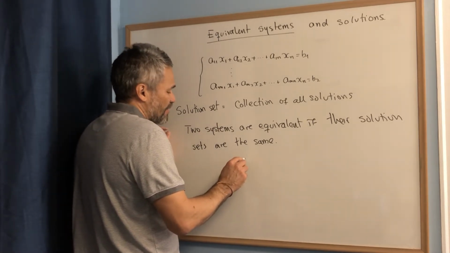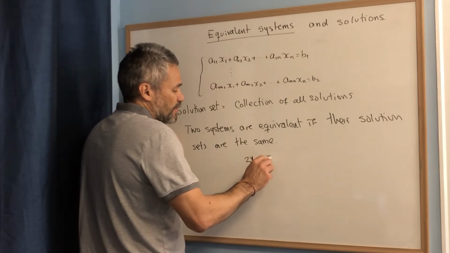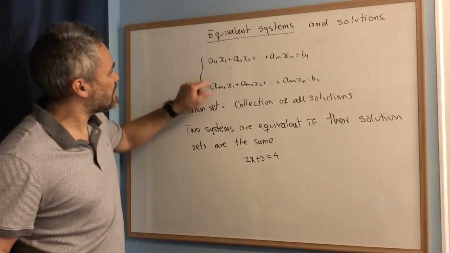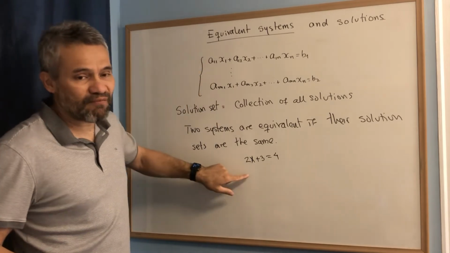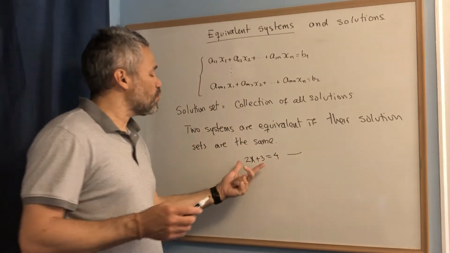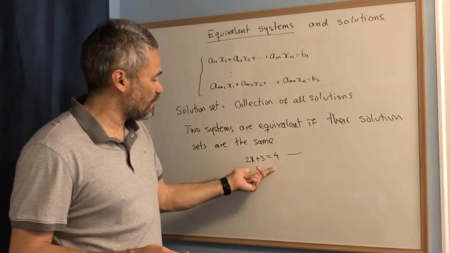Actually, we are very familiar with this type of example. If we have the equation 2x plus 3 equal 4, this can be viewed as a system of one equation with one variable. Notice that we are familiar with things that we can do to an equation so that we get an equivalent equation, in the sense that we get the same system.